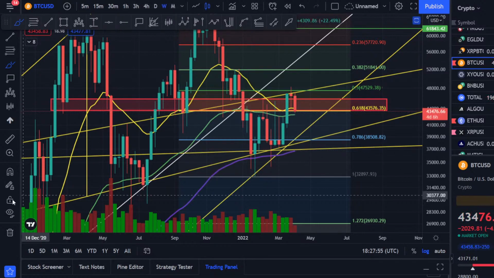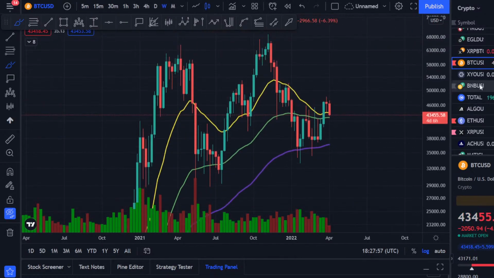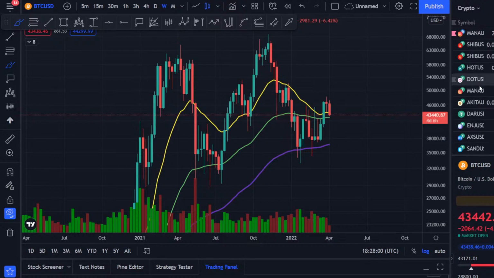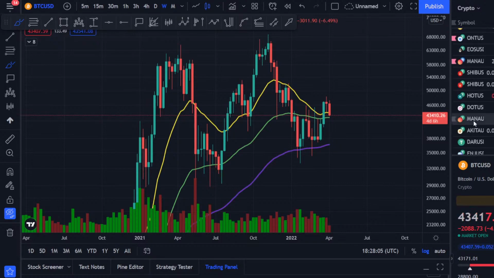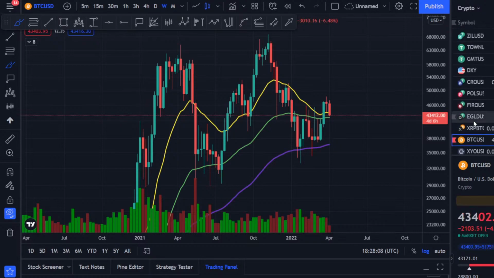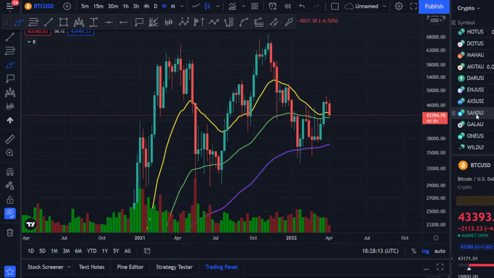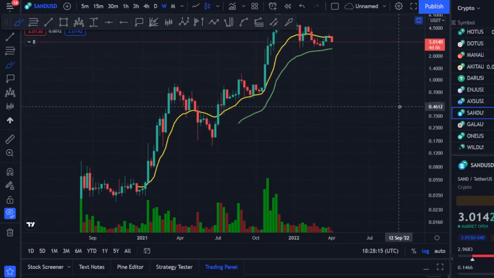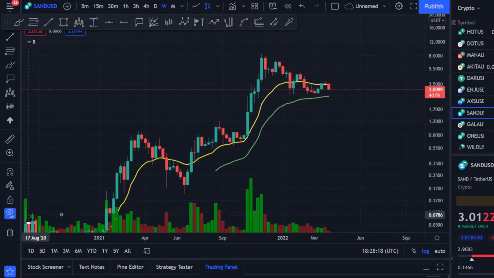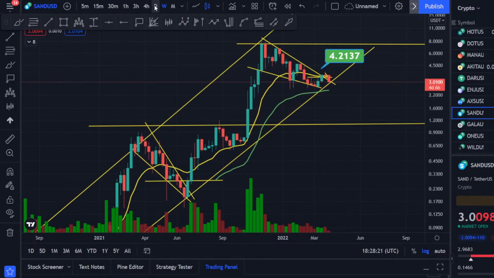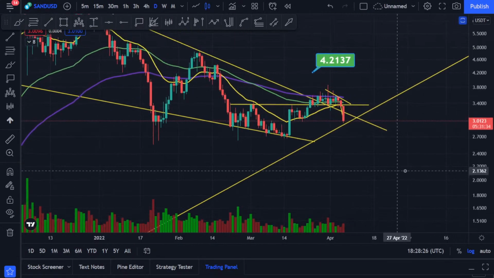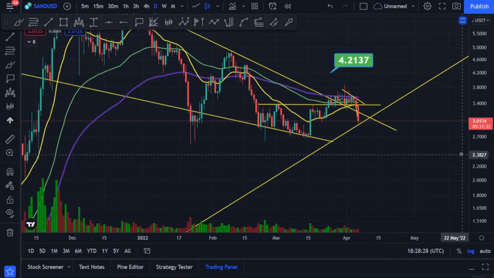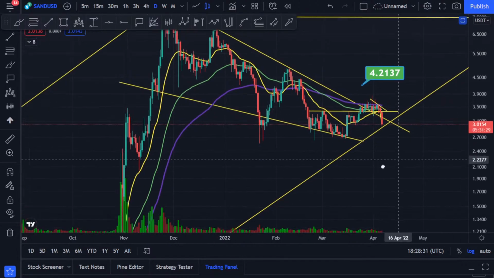Okay, now if you come to Sand, where is Sand? Let's see where it is. Right over here. Yeah, Sand is taking a beating right now. Let's see. Okay, so Sand over here, no doubt it's a great coin, and it's one of the best metaverse projects. Okay, we already know that.